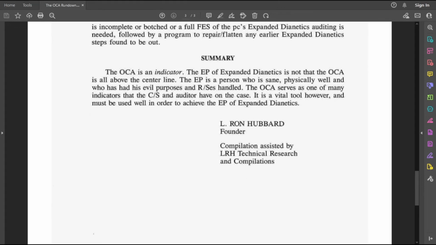Summary. The OCA is an indicator. The EP and phenomena of Expanded Dianetics is not that the OCA is all above the center line. The EP is a person who is sane, physically well, and who has had his evil purposes and rock slams handled. The OCA serves as one of many indicators that the CS and auditor have on the case. It's a vital tool, however, and must be used well in order to achieve the end phenomena of Expanded Dianetics. And that is compilation assisted by LRH Technical Research and Compilations.